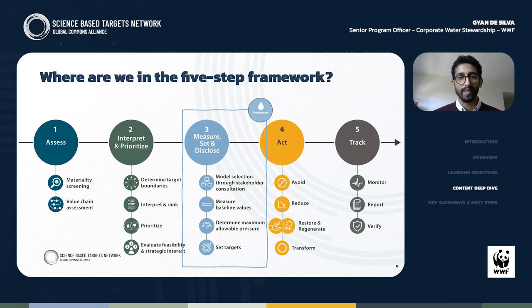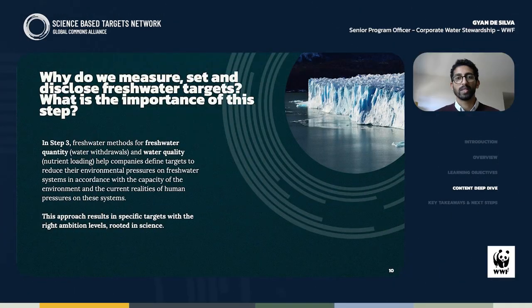Note that these targets are basin specific and, where possible, use local models and bottom-up knowledge to enable the best fit for local environmental and social conditions. The freshwater methods for freshwater quantity, that's water withdrawals, and water quality, that's nutrient loading in this version, help companies define targets to reduce their environmental pressures on freshwater systems in accordance with the capacity of the environment and the current realities of human pressures on these systems. As such, specific targets can be set with the right ambition levels and rooted in science, as opposed to setting targets based on a general direction of travel.